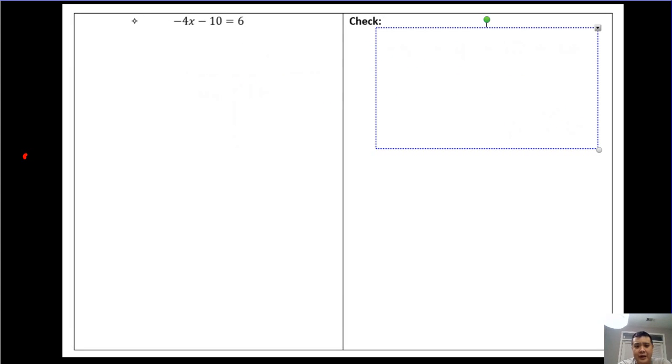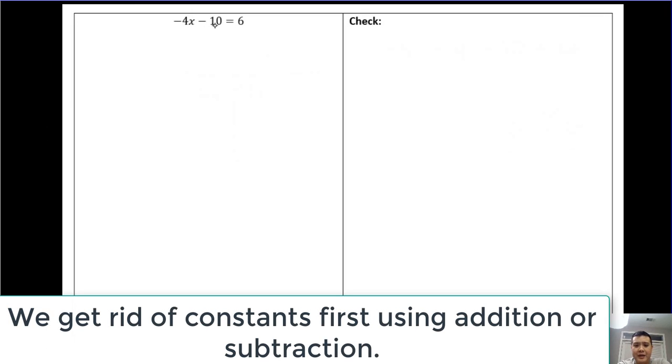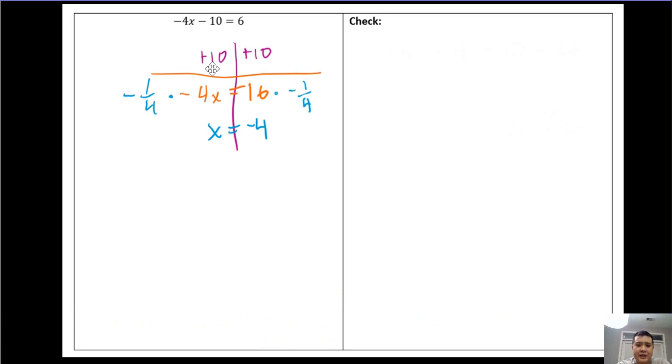Here, go ahead and try this one out on your own. First, you're going to have to identify the constant and the coefficient, and we're going to get rid of our constant first, which is this negative 10 or minus 10 right here. And we do that by adding 10 to both sides. Use addition or subtraction to get rid of the constant. And then we get negative 4x equals 16 because 6 plus 10 is 16.